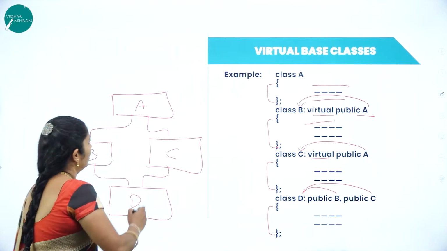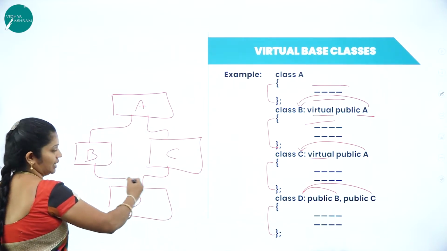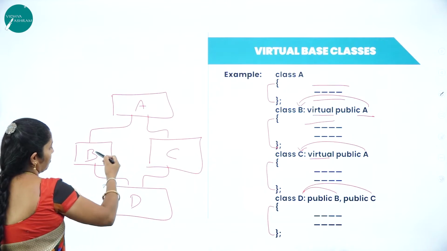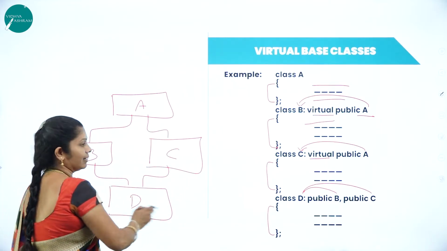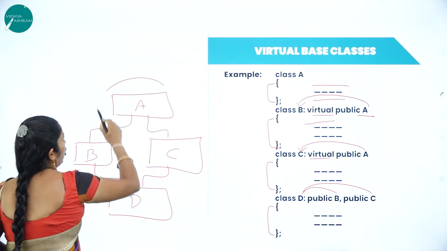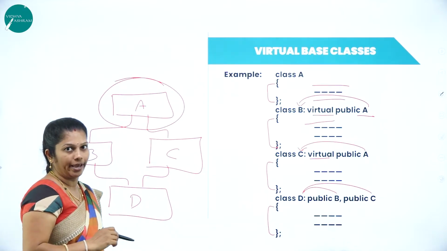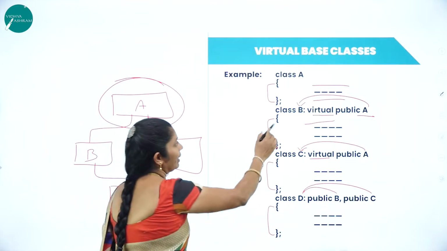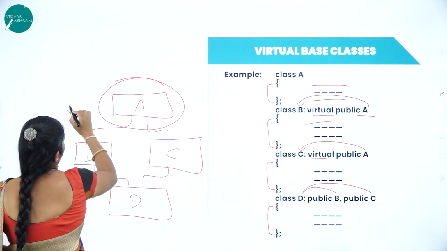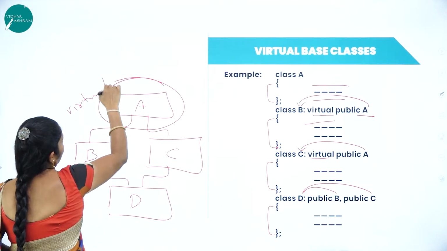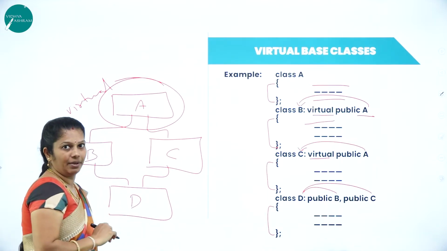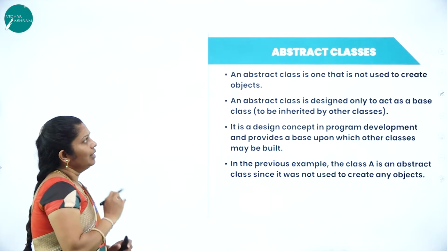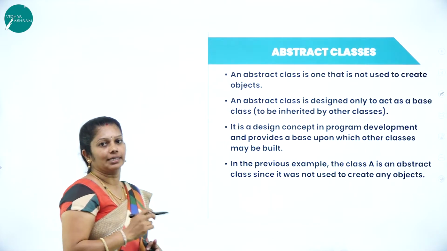It means that if I come from this D class, then A, B and then D. If I come from this side, A, C and then D. That means the copy of A will be stored 2 times. To avoid that, we make the base class virtual. By that, we can avoid the multiple copies of the same data. Now is it clear? Next, we will move on to abstract class.